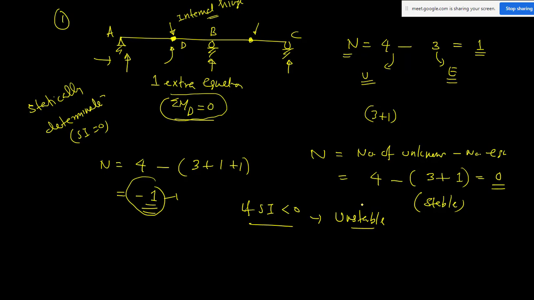If static indeterminacy is more than 0, like 1, 2, 3, what is the meaning? The available unknowns are more and the available equations are less, so the structure is indeterminate but stable. If indeterminacy is 0, the structure is determinate and stable in most cases. But if static indeterminacy is negative, less than 0, it means you have more equations than unknowns, and the structure is unstable. So if you introduce a hinge, this is the difference in the indeterminacy calculation.